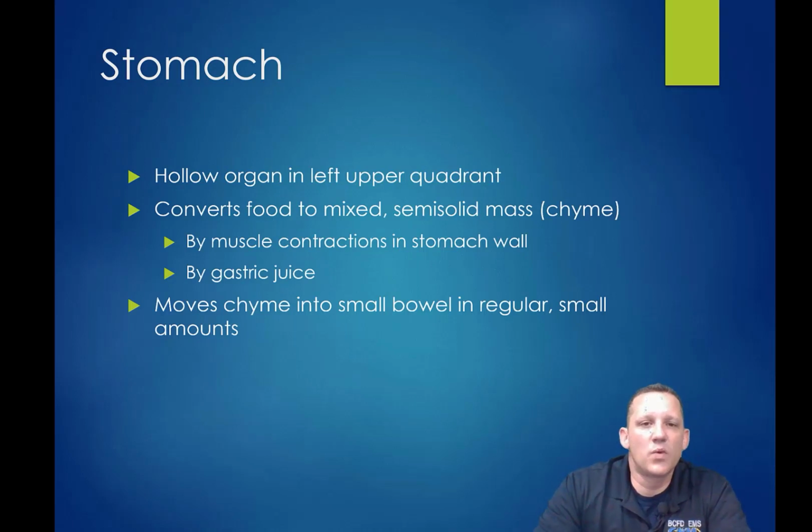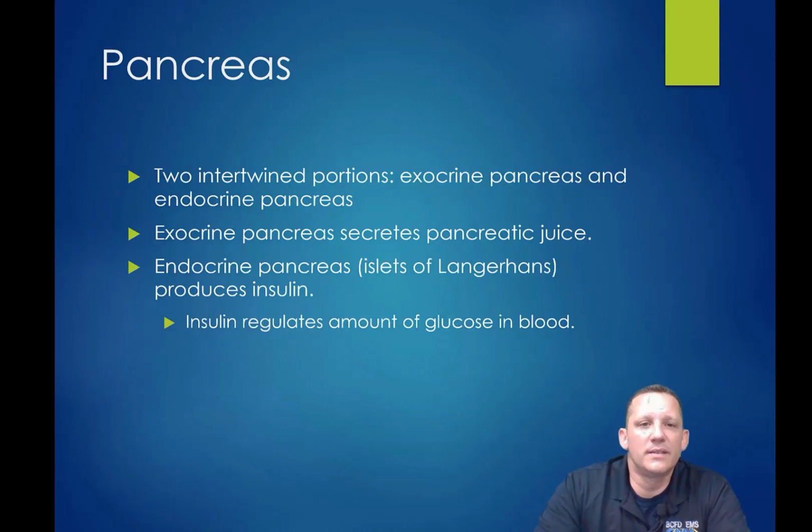The stomach is a hollow organ in the left upper quadrant. It's going to convert food into mixed semi-solid mass, which is called chyme. The muscle contractions in the stomach wall help to churn up food with that acid or the gastric juices, and then the chyme moves into the small bowel in a regular small amount to be the initial absorption of nutrients.